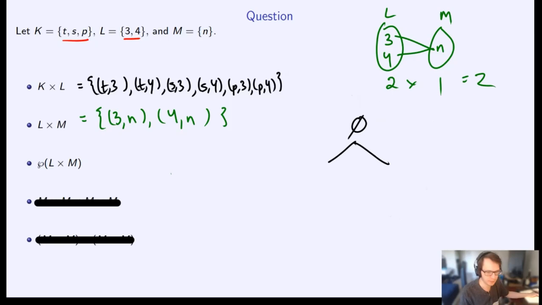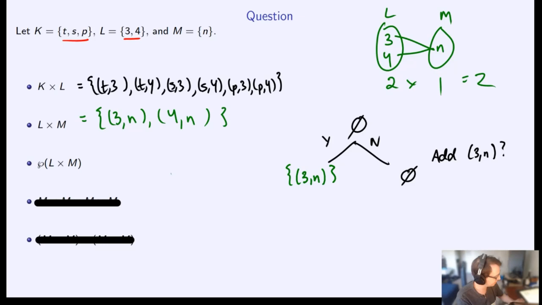It's the same process. The question is, do we add each element one by one? So do we add the pair 3n? If we say no, we're left with the empty set. But if we do add it, we're left with this set that contains 3n as an element. And then we ask our second question. Do we add 4n? And we have two options here. We have no, yes. We have no, yes.